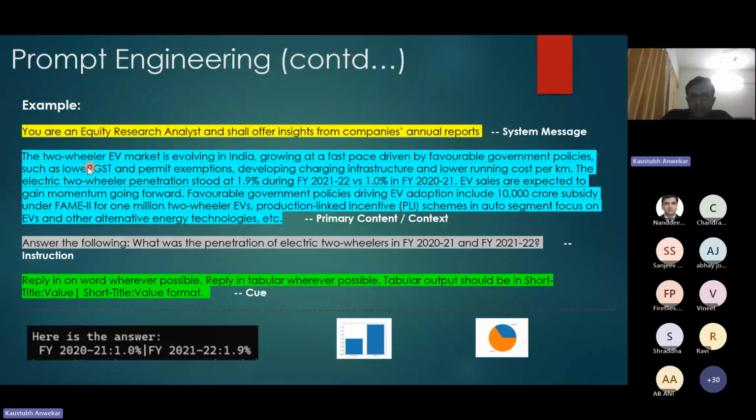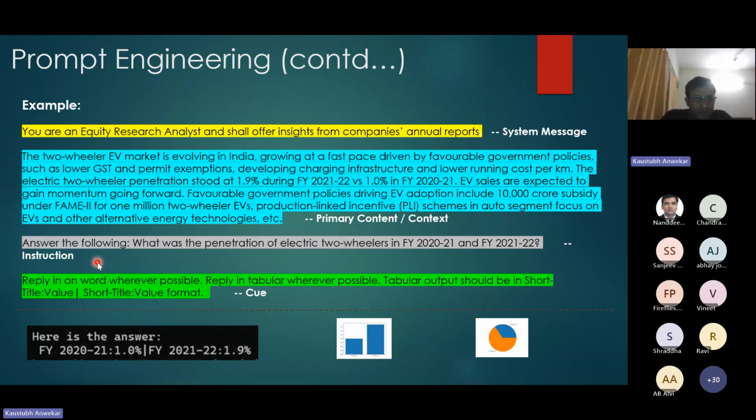What was the penetration in FY 21-22 against 2021 and all of that? To write a good prompt, I should first give it a system message: you are an equity research analyst and shall offer insights into companies' annual reports. Then this is the primary content or the context. So I'm telling the LLM that you need to find your answer from this text.